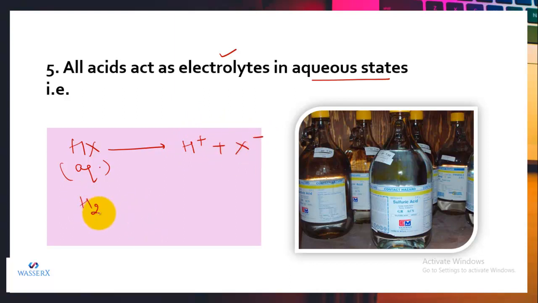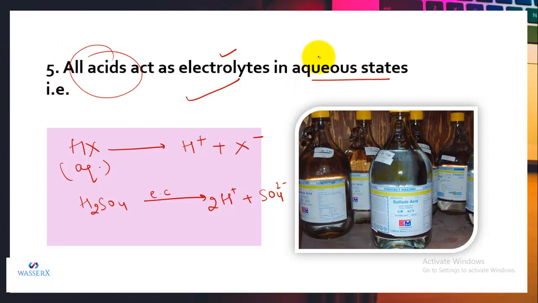Like if I have sulfuric acid in an aqueous state and I pass electric current through it, it will dissociate to form 2H positive and sulfate ions. So that means they act as electrolyte. Electrolytes are basically the substances which dissociate into ions when current is passed through them. So acids can act as electrolyte only when they are in aqueous state.